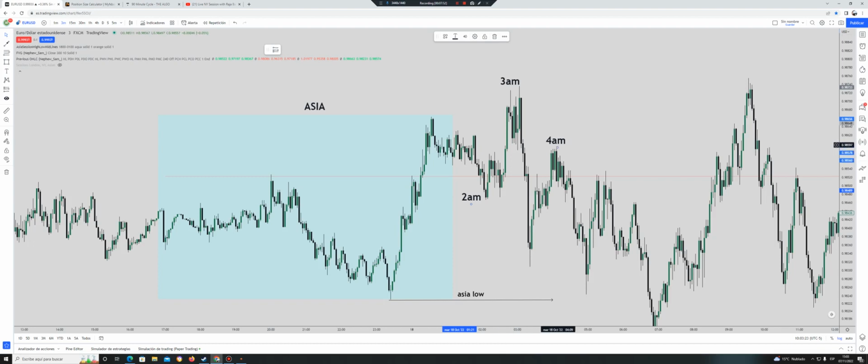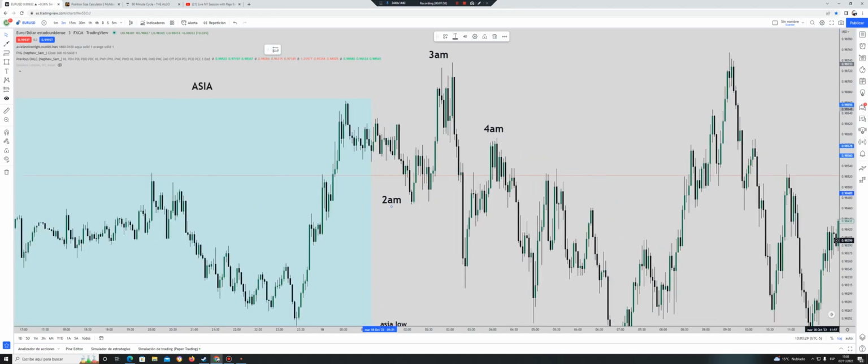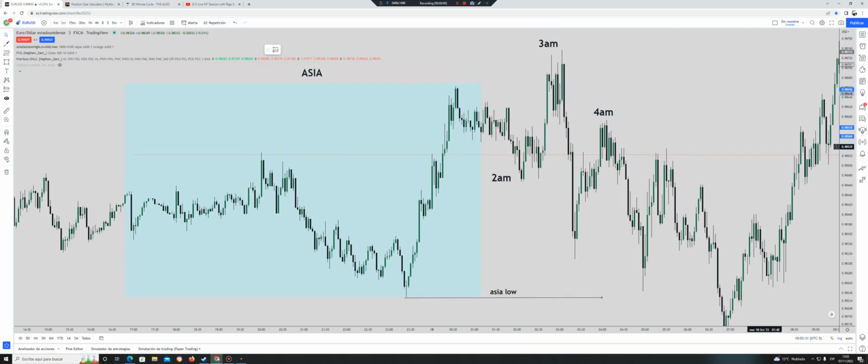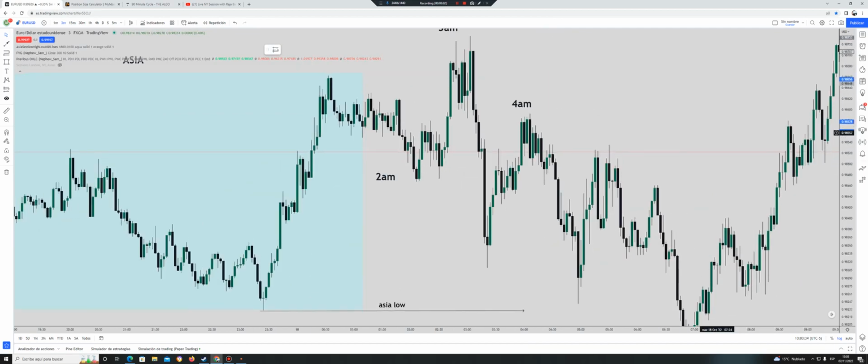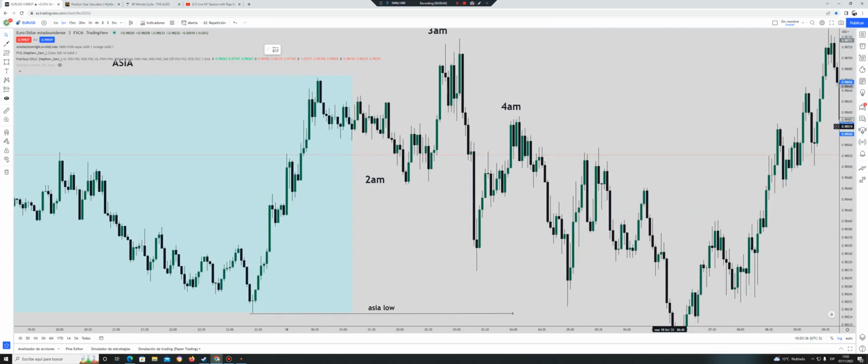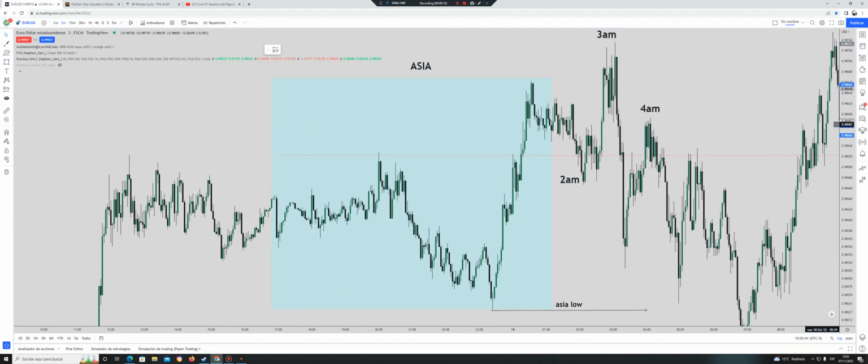So 4 starts the first 90-minute cycle, so we can start selling here, or we can wait, as I told you before, for the first 30 minutes. We wait for the first 30 minutes to give us information to be more sure about the trade, if it is gonna play or not.